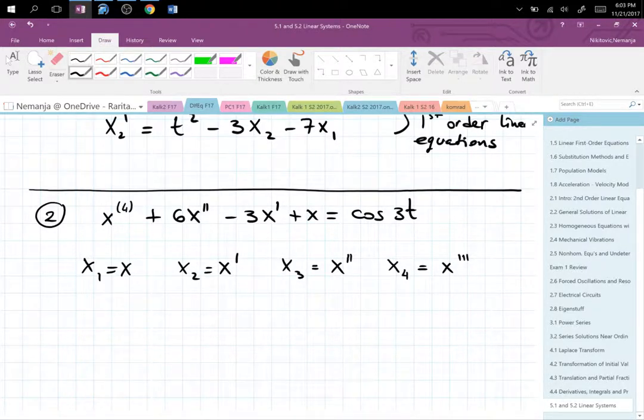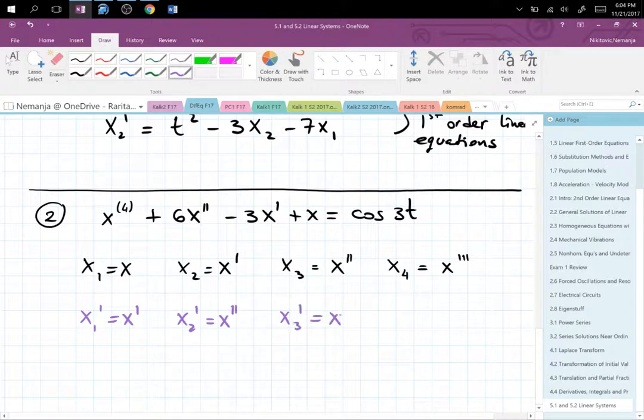Now remember, the next step is to differentiate each one of these because you need to hit the fourth derivative of x. So x1 prime is x prime, x2 prime is x double prime, x3 prime is x triple prime, and x4 prime is the fourth derivative of x.